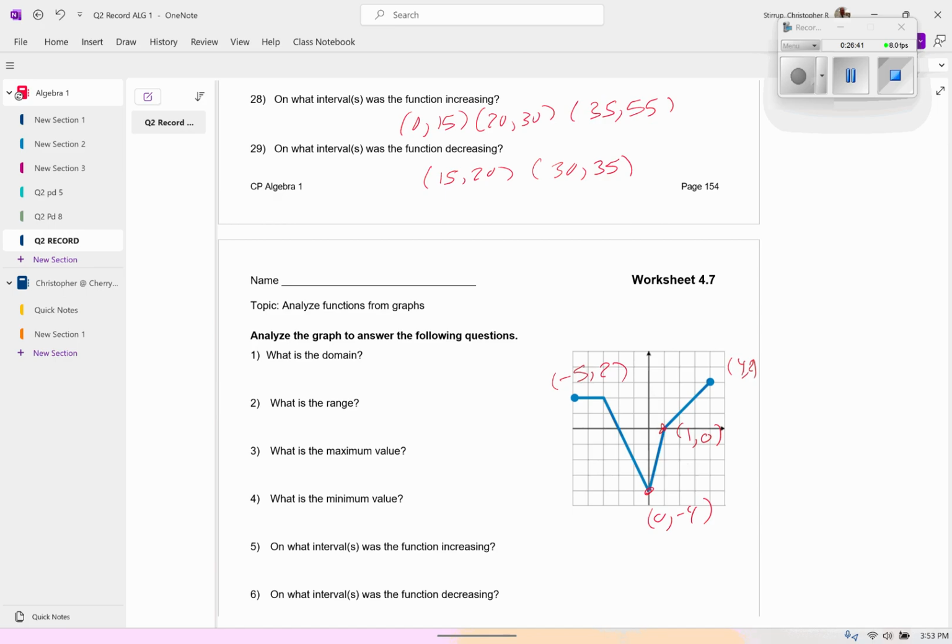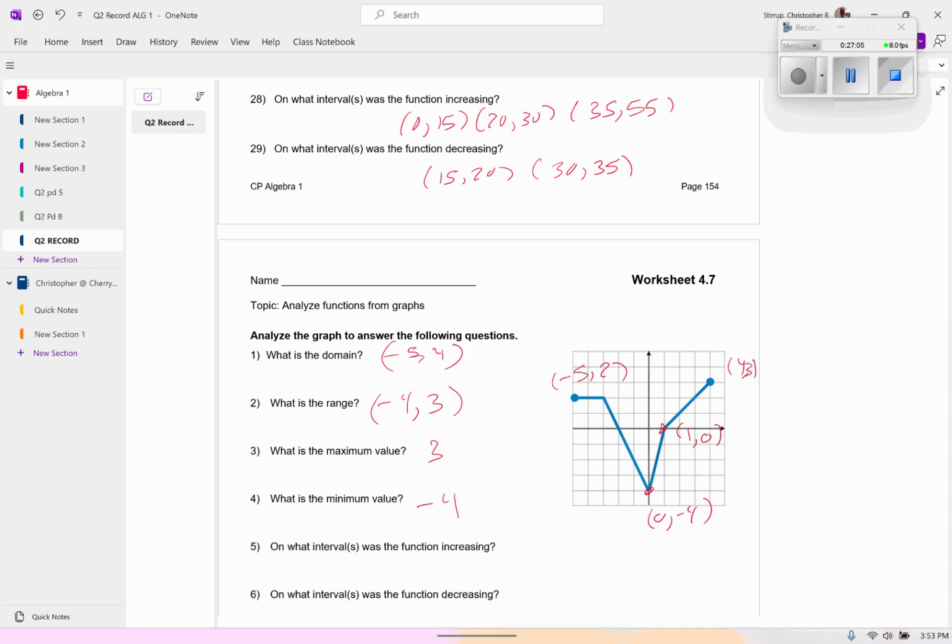And let's see, domain, it goes from negative 5 to 4. What's the range? Negative 4 all the way to 2, or that's 3. So negative 4 to 3. What's the maximum value? 3. What's the minimum value? Negative 4.